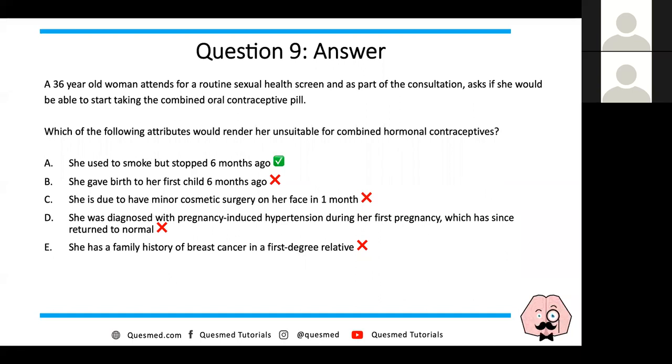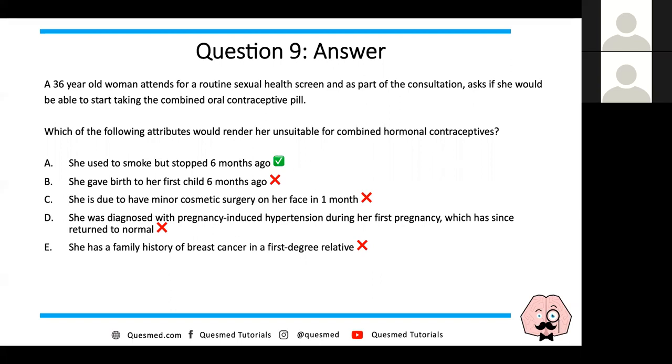Just having a family history is not a contraindication for combined hormonal contraception. Some patients do prefer to stay away from hormone things if they've got a family history, but breast cancer is so common that sporadic cases occur quite commonly, and they're not all due to familial and gene mutations and things like that. So whilst we would think about discussing it, it would not be a contraindication.